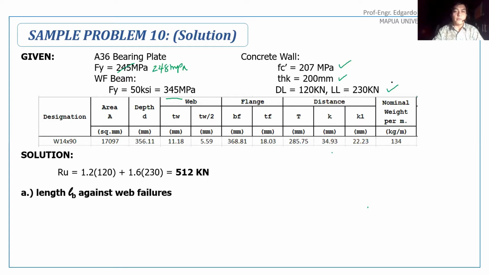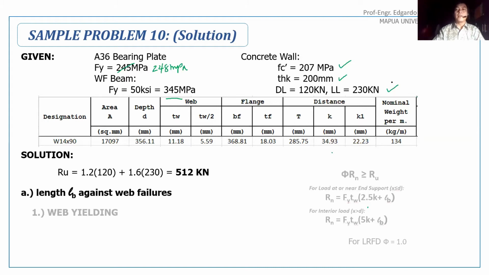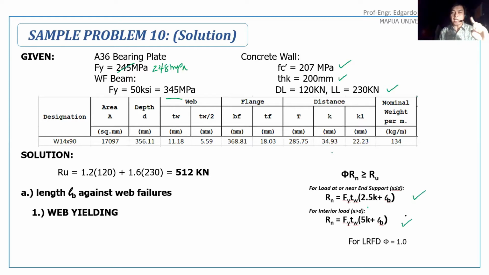So let's start with the first web failure, which is the web yielding. So these are the equations needed for web yielding. So it would be case 1 or case 2. Since the problem says that the bearing plate would be designed based on the support reaction, that means it will fall under case 1. No? So sa case 1 tayo, kasi the load is at the end or near the end support. So this would be the equation that we're going to use.